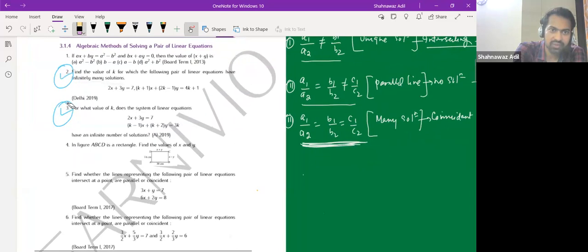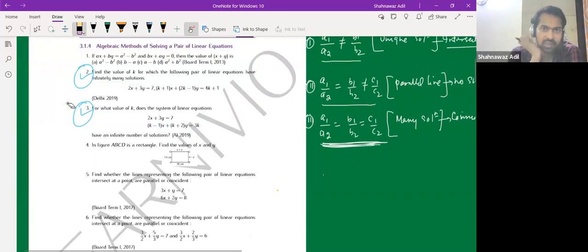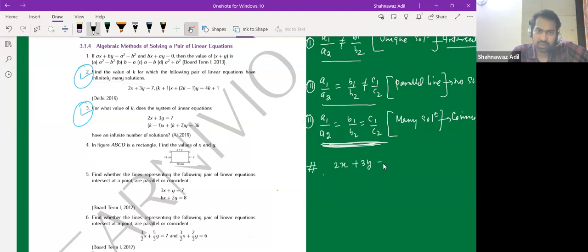We have to find the value of k for which the following pair of linear equations have infinitely many solutions. So we have two linear equations: 2x plus 3y equals 7, and (k plus 1)x plus (2k minus 1)y equals 4k plus 1.